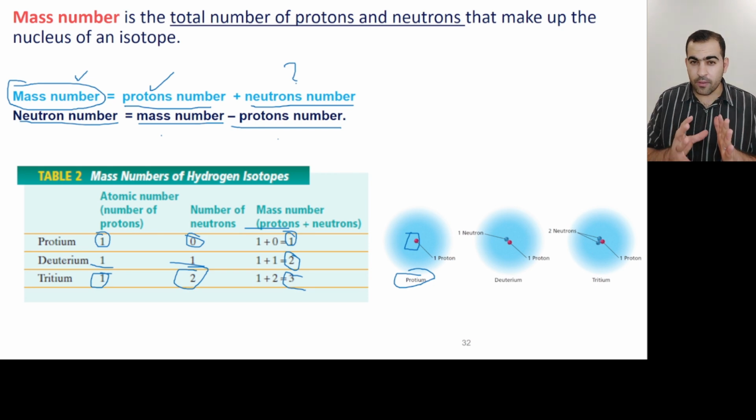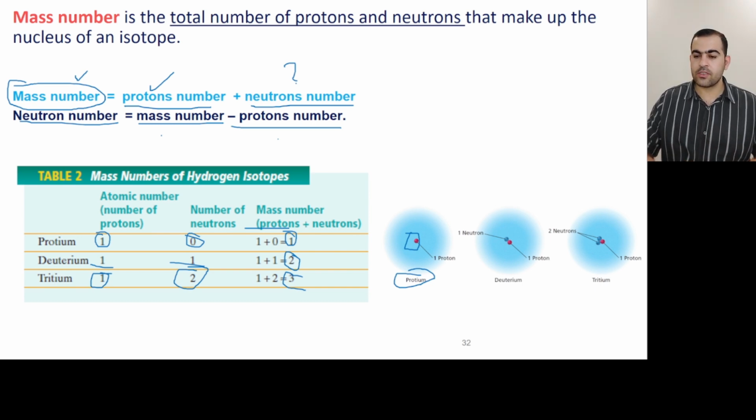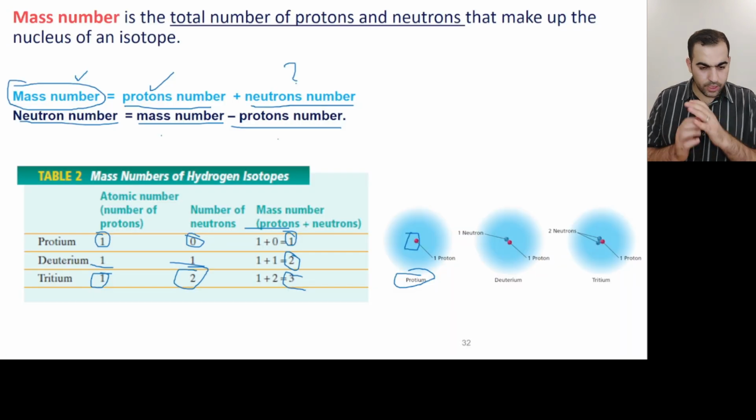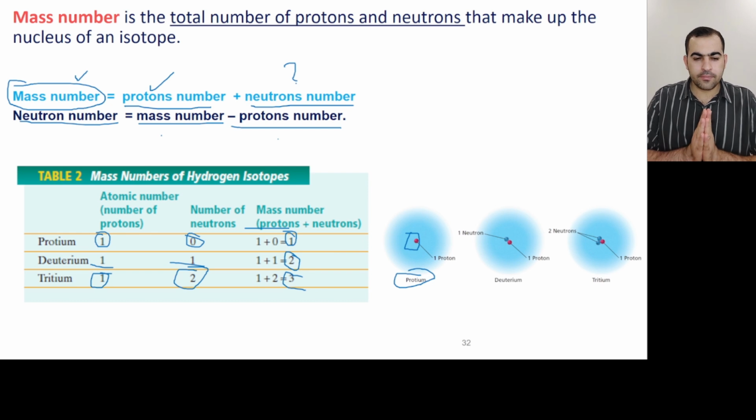This is not atomic mass. Please, this is the mass number, meaning the number of protons and neutrons in the nucleus. The hydrogen atom has 3 isotopes and they have specific names: protium, deuterium, tritium.